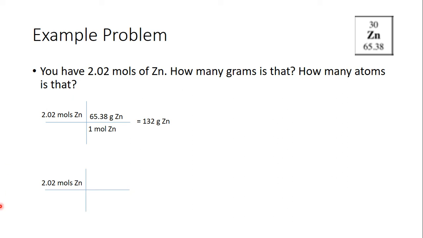Again, we start with our given information, 2.02 moles of zinc. And our conversion factor is Avogadro's number. So 1 mole of zinc is 6.022 times 10 to the 23 atoms of zinc. And we get, in that sample, we have 1.22 times 10 to the 24 atoms of zinc. Again, look at our sig figs, 3 and 3. Look at our units, atoms, because moles cancel out. So we know we did our math right.